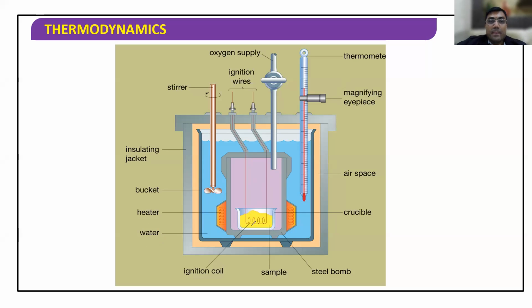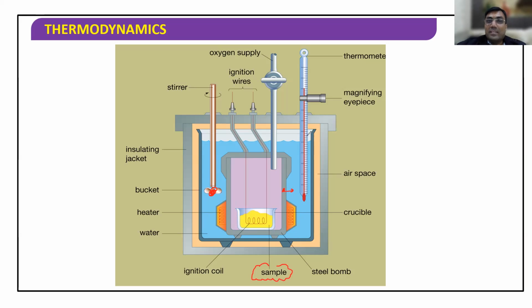Now, let us see what to do. First thing is, you have a compound here, the yellow compound, the sample. In the presence of air, give a spark, and there is combustion. Because of the combustion, a lot of heat will be evolved. This is a conducting surface, the calorimeter. The heat will be transferred to water. Now you stir it, and the heat will be distributed uniformly in water.